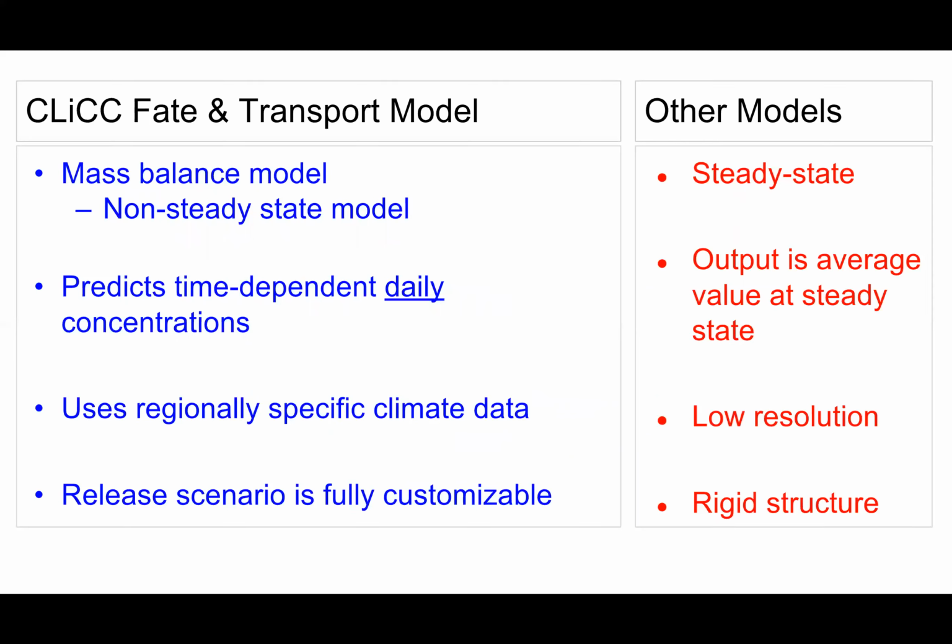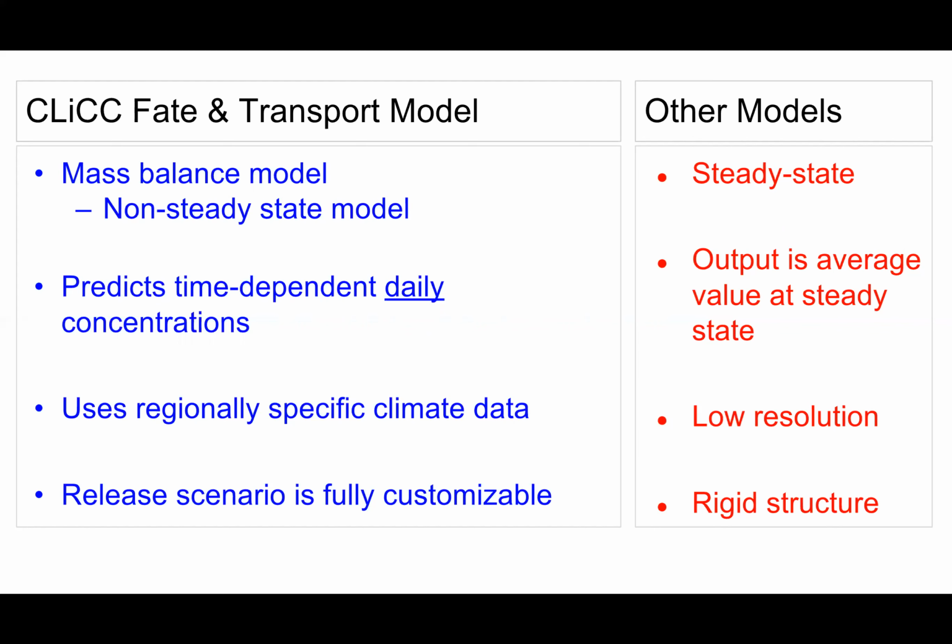Phaeton transport models are not a new thing. There are a number that exist. However, they tend to be much more simple than what we developed. They tend to be steady state, whereas we focused on building a non-steady state model. They give you a single concentration per environmental compartment, whereas our goal was to provide time-dependent daily predictions for concentrations across different environmental media. They also tend to be at a very large scale, think continental or global models, whereas we're focusing on building regional predictions.